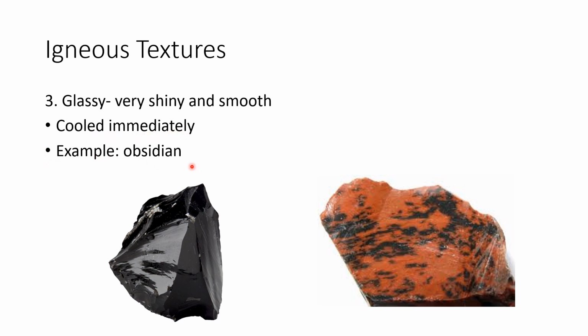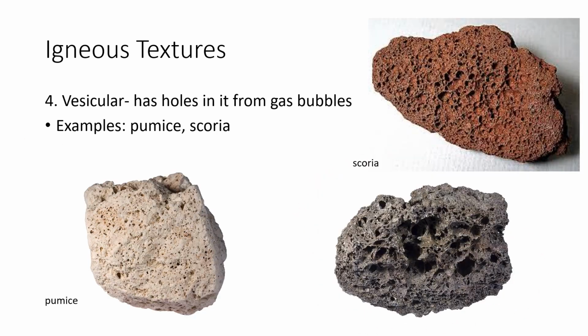The example that I have here is obsidian. You're all familiar with obsidian. It's this really shiny, glassy looking rock. Typically it's black, but I just put this example in here to show that there can be color differences in obsidian. Our next igneous texture is vesicular.